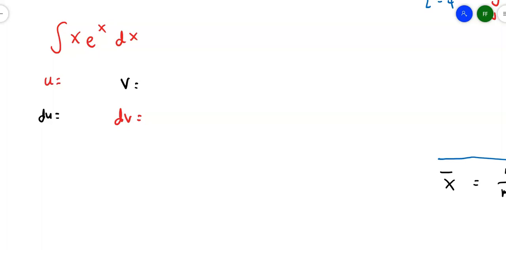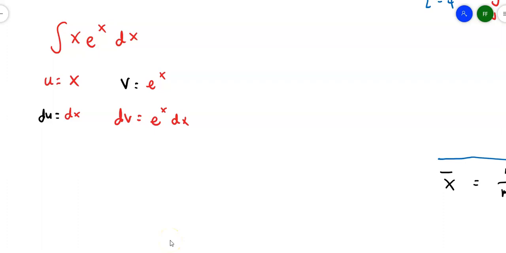So for my u, I'll choose x because you can't get much easier than that to derive. For the dv, I'll end up with an e to the x dx. And I want to pick a u, if I can, that will derive itself away, right? If I choose u to be e to the x, it's just going to keep going. All right, the derivative of x is just 1 dx. The antiderivative of e to the x is e to the x.